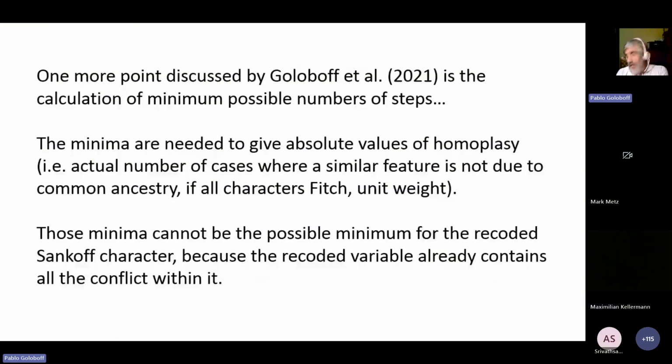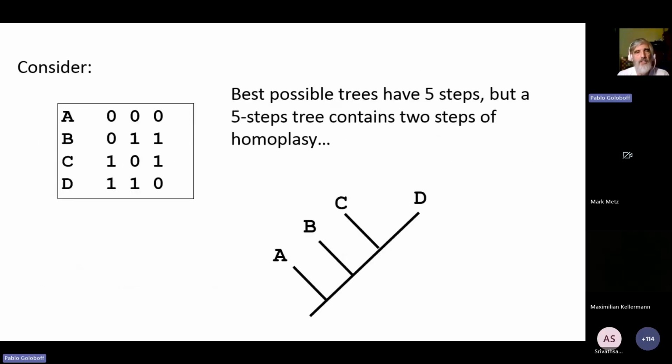One more point we discussed in Goloboff et al. 2021 is the calculation of the minimum possible number of steps. The minima you need to consider for having absolute values of homoplasy, right? As I showed in that difference between 11 minus 7. Now, those minima cannot be the possible minimum for the recoded Sankoff character because the recoded variable already contains all the conflict with it. Suppose you have a case such as these 3 standard binary characters.